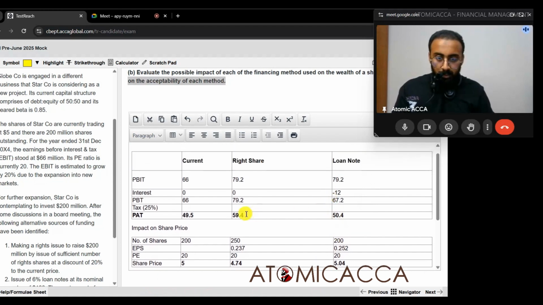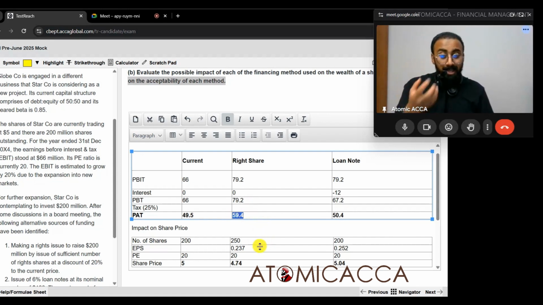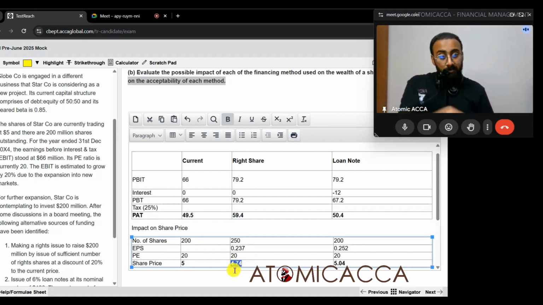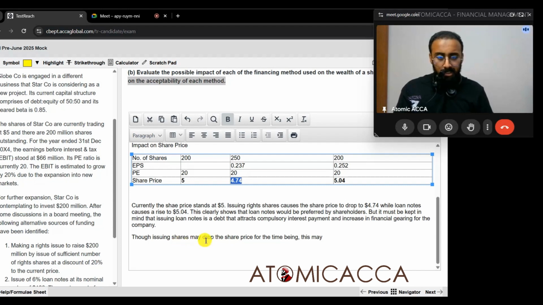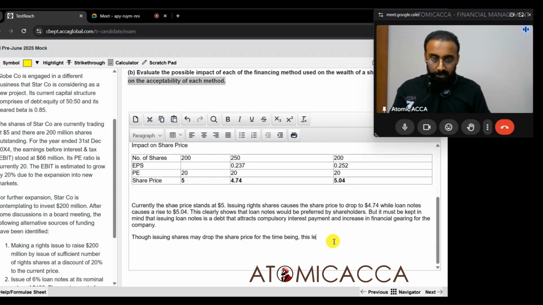you can see something over here about profit after tax. 50.4 is the profit after tax over here, while 59.4 is the profit after tax here. From profit after tax you can pay out dividends. That means even if the share price is dropping, investors can get returns in the form of dividends. So you can mention that though issuing shares may drop the share price for the time being, this leads to a higher profit after tax than loan notes.